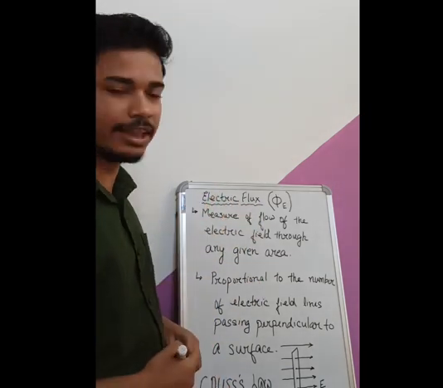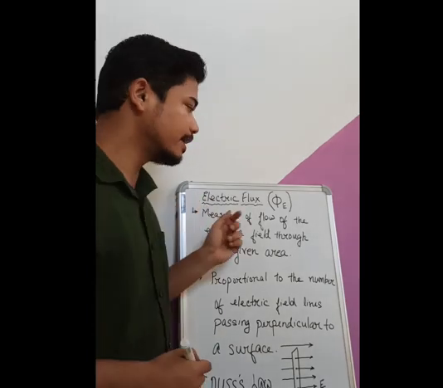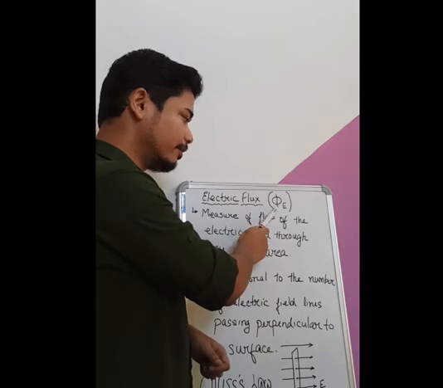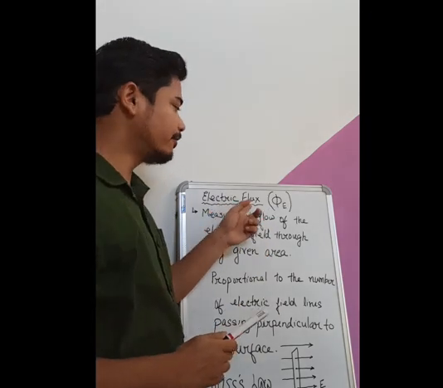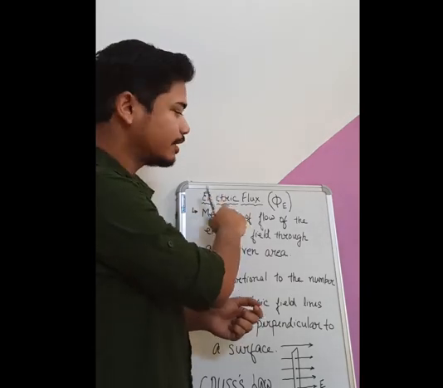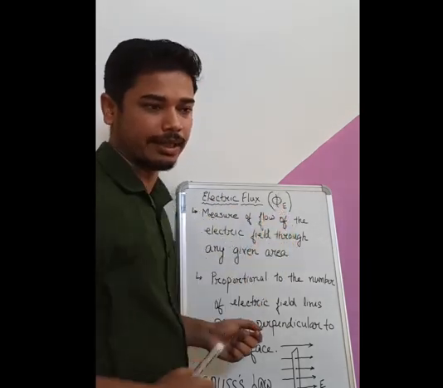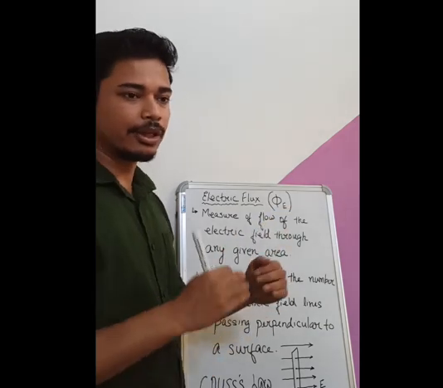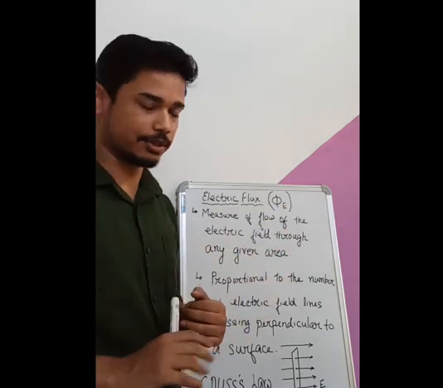Now, what is electric flux? This electric flux is denoted by the letter phi. Here phi is the symbol for electric flux, and we have written the subscript E since we have considered the electric flux. If it were a magnetic flux, then we would have written the letter B. That you will come to know in the magnetism chapters.